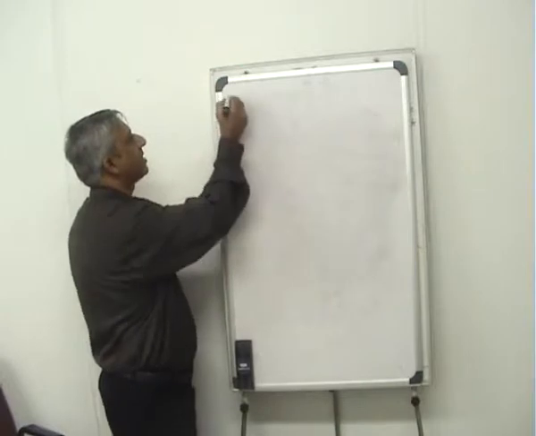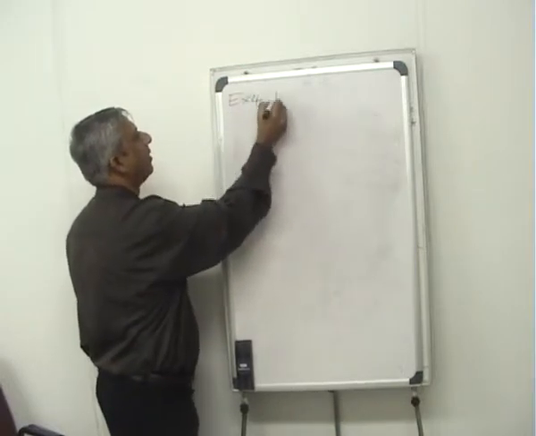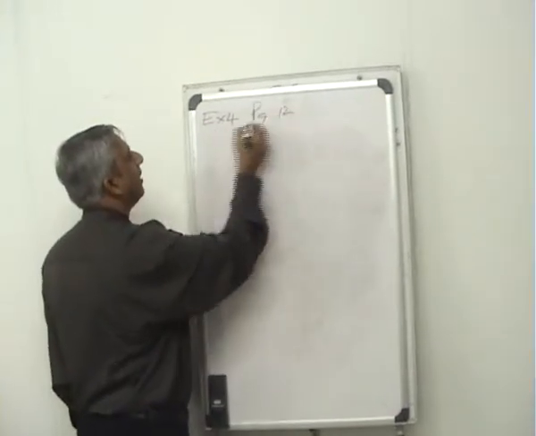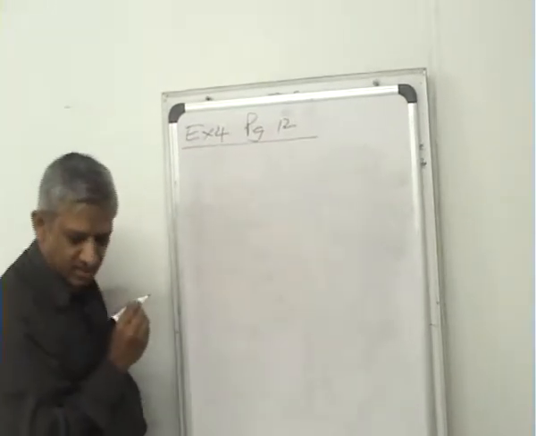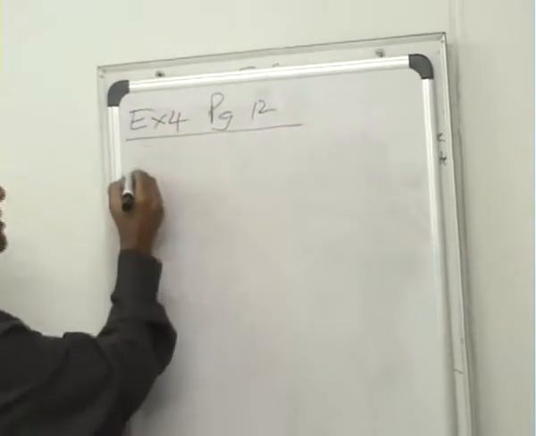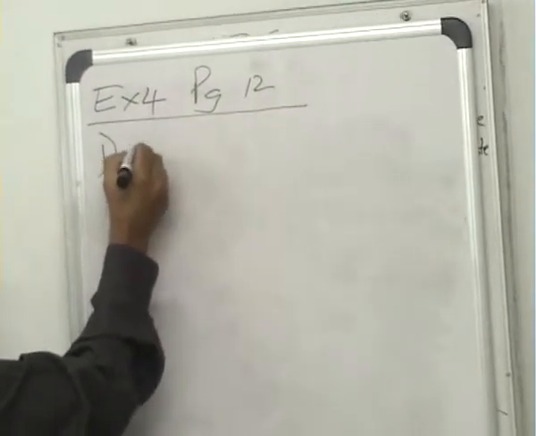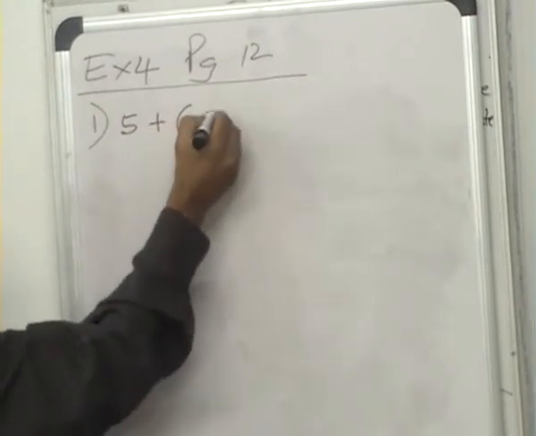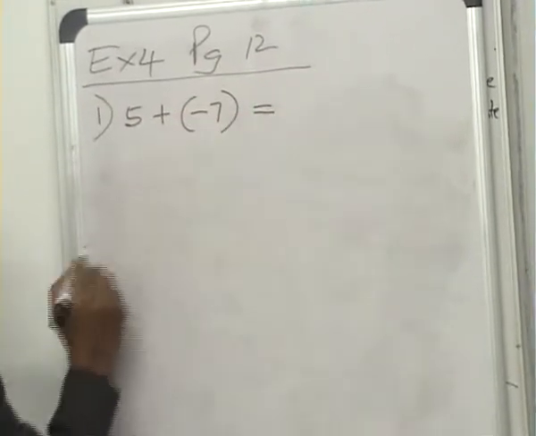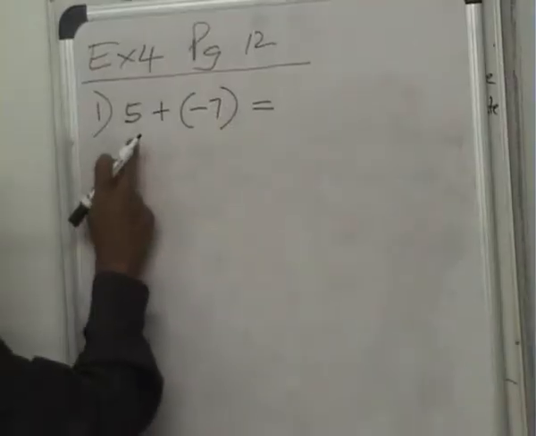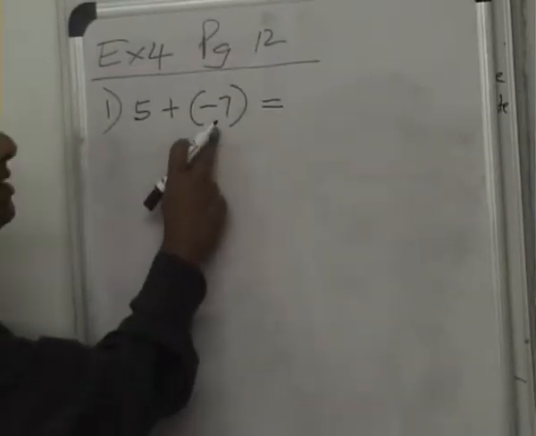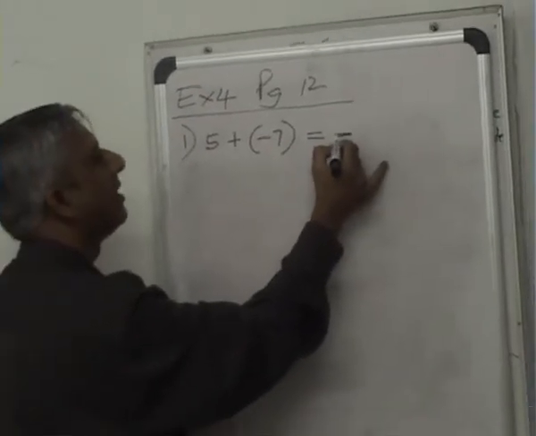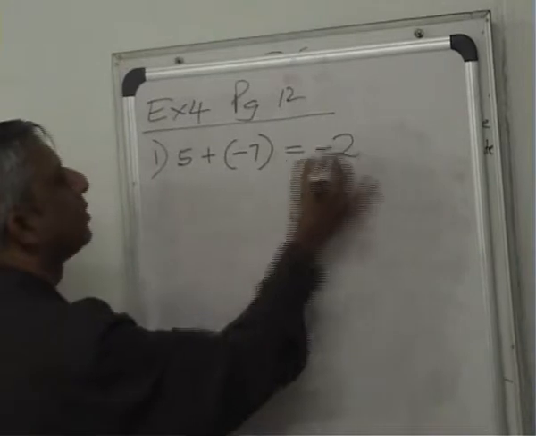We're now looking at exercise 4 on page 12, and we're going to go through the exercise and see how each example is done. For example, number 1 was 5 plus minus 7. So you will say, I have 5, I owe 7, minus 2, therefore I will end up owing, so it will be minus, and I'll owe 2.